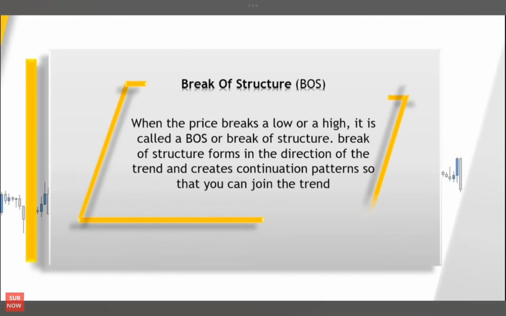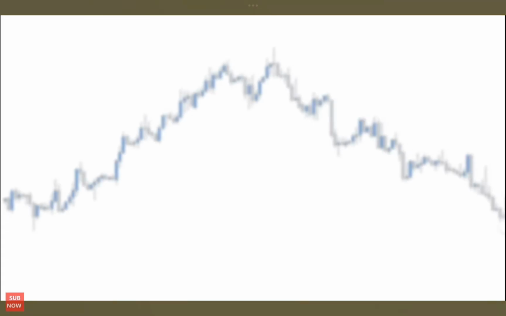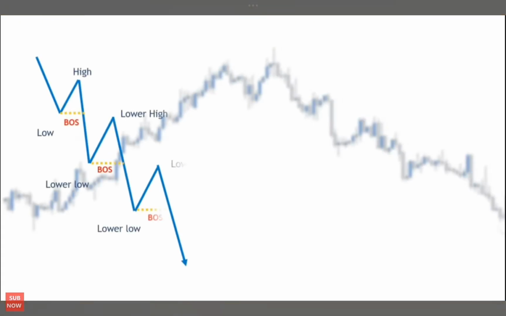The third principle, which we are going to discuss, is break of structure, BOS. When the price breaks a low or a high, it is called a break of structure. It forms in the direction of the trend and creates continuation patterns, so that you can join the trend. When the price breaks the previous low, as you can see here in this downtrend, every time the price reaches a lower low, a new BOS is formed.